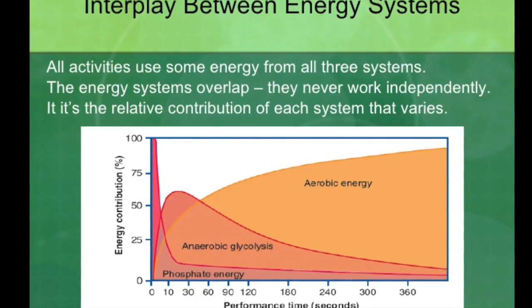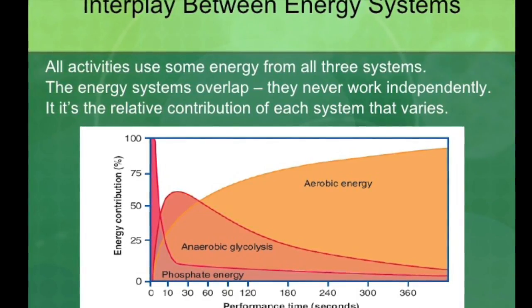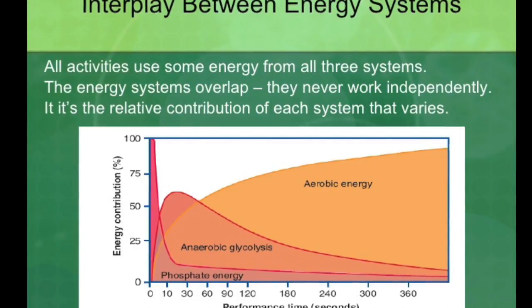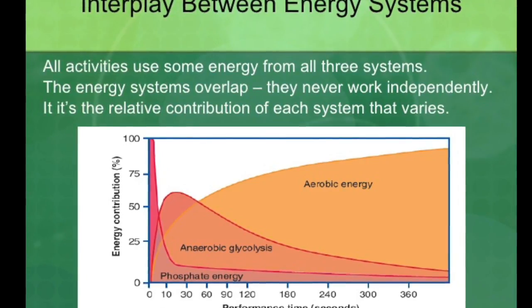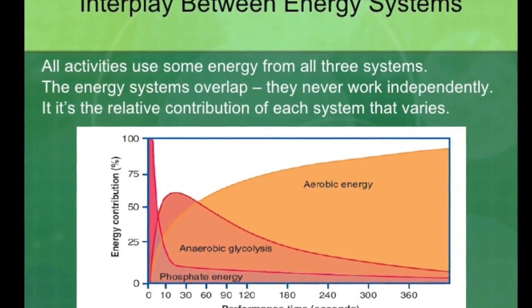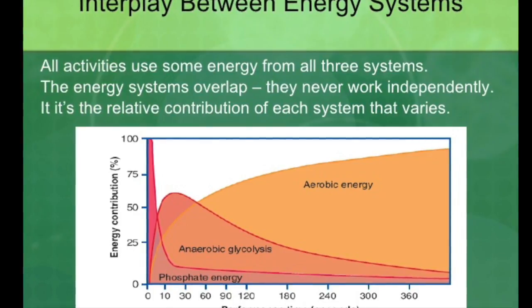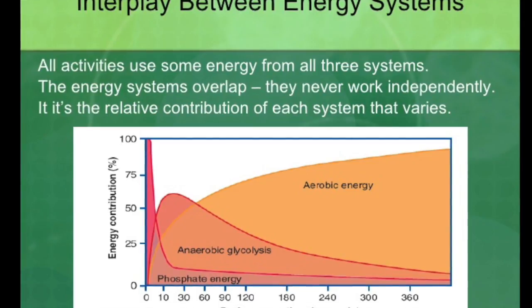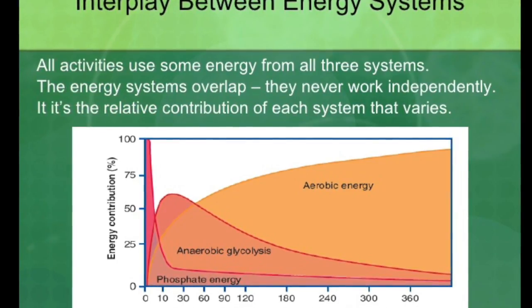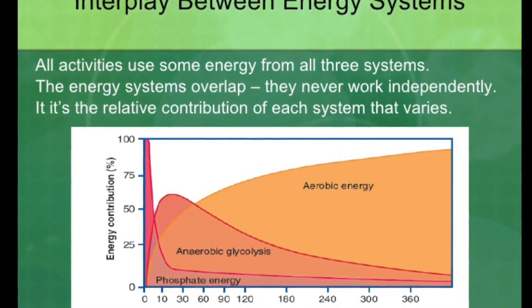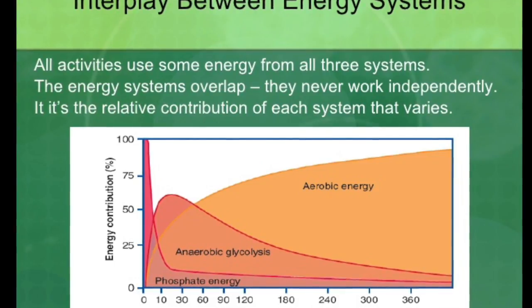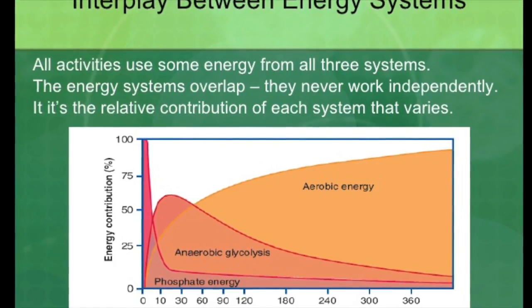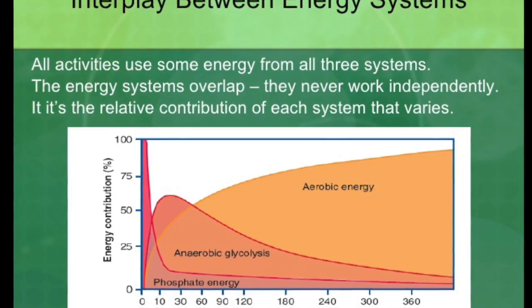The middle energy system that you can see there is the anaerobic glycolysis, which is often called the lactic acid system. You can see that they cross over at the first part of the graph, and that means that the anaerobic glycolysis is producing more energy than the ATP-PC system. So more of the energy that's required is produced using the anaerobic glycolysis than the ATP-PC system.